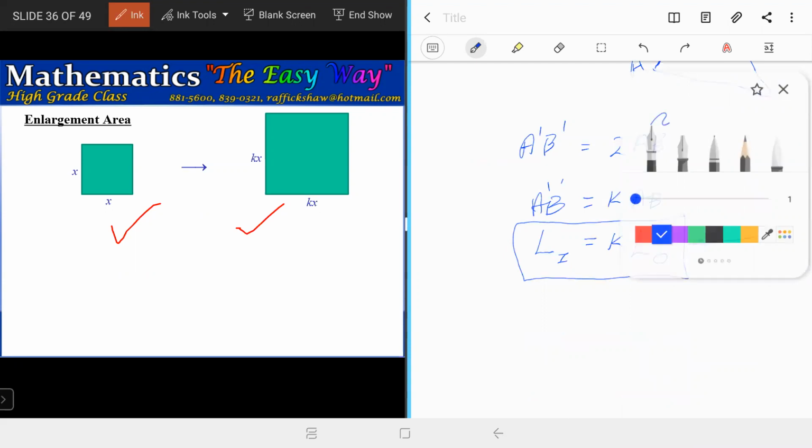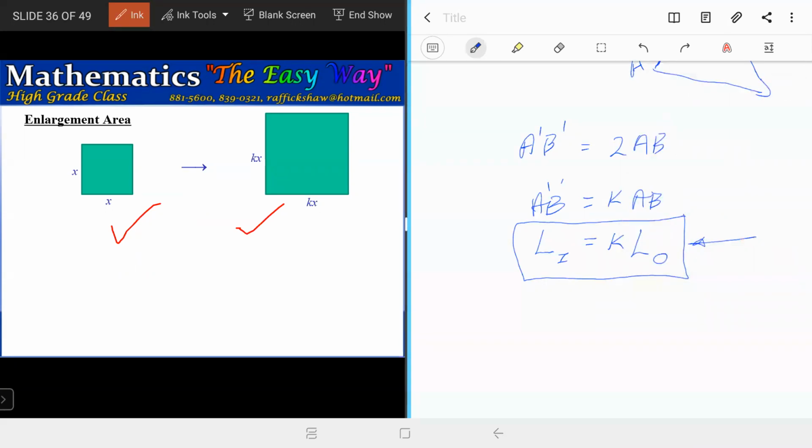The relationship for area now becomes a square relationship. So the area of the image becomes K squared times the area of the object. That's when it comes to area. So this one is for distance or length, and this one is for area.